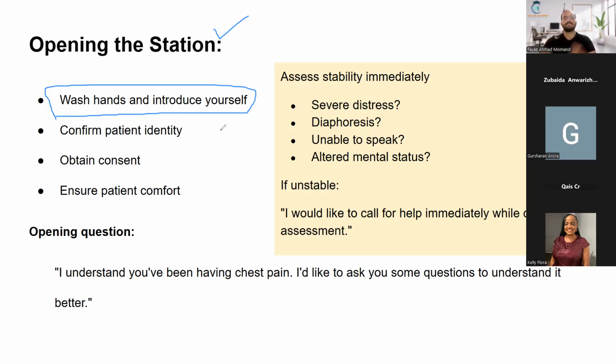My name is Dr. Faz. I'm one of the emergency residents. I'm going to talk to you about your chest pain. Is that okay with you? Now, in this one sentence, I introduced myself and got the patient's consent.